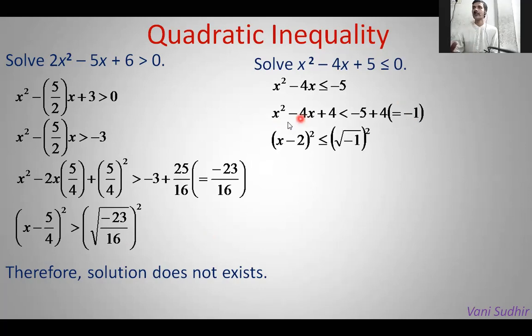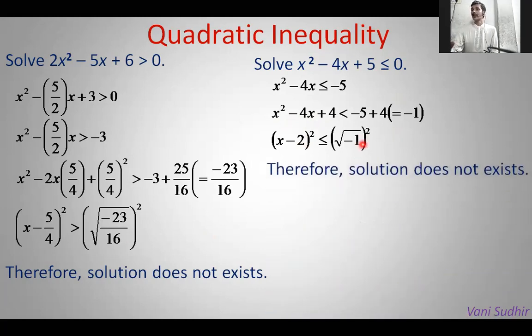Here it is in the form of a square minus 2ab plus b square. So (a minus b) whole square we have written. This minus 1, how can we write? Square root of minus 1 whole square you can write. Okay. Square root of a negative number does not exist. Therefore, the solution does not exist.